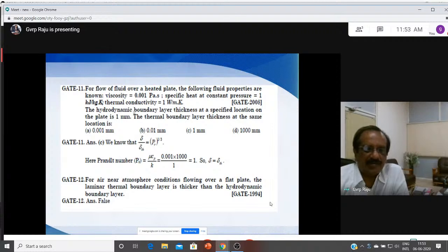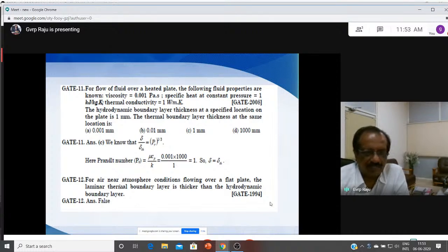The same problem we have discussed with the previous one. We know that delta by delta thermal is Pr to the 1 by 3. So this equation is mu Cp by K. So mu is 0.001 and Cp he has given 1000, divided by 1. So 1 kilojoule means once again this is 1000 joules. So this is 1000 and the thermal conductivity is 1 here. So this is 1. So delta is equal to delta thermal. This one.